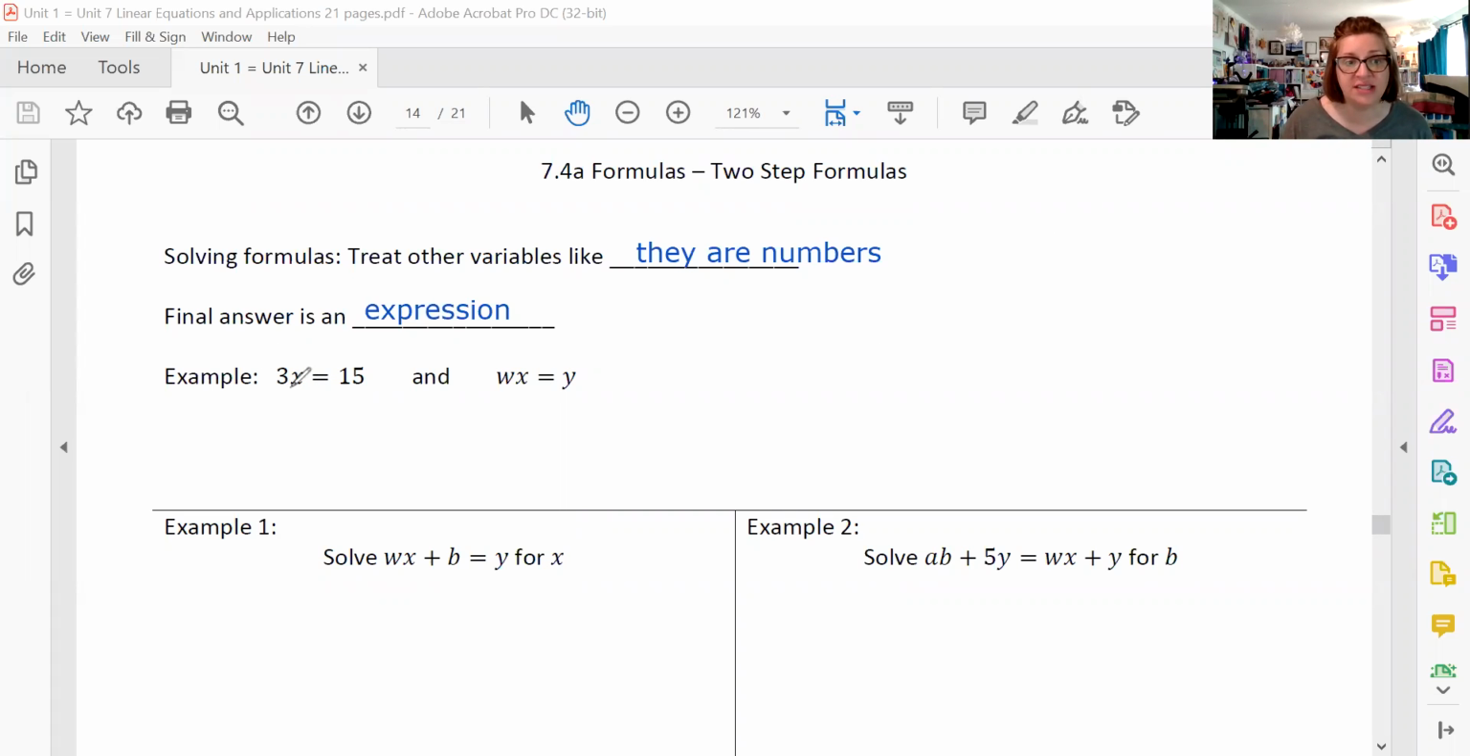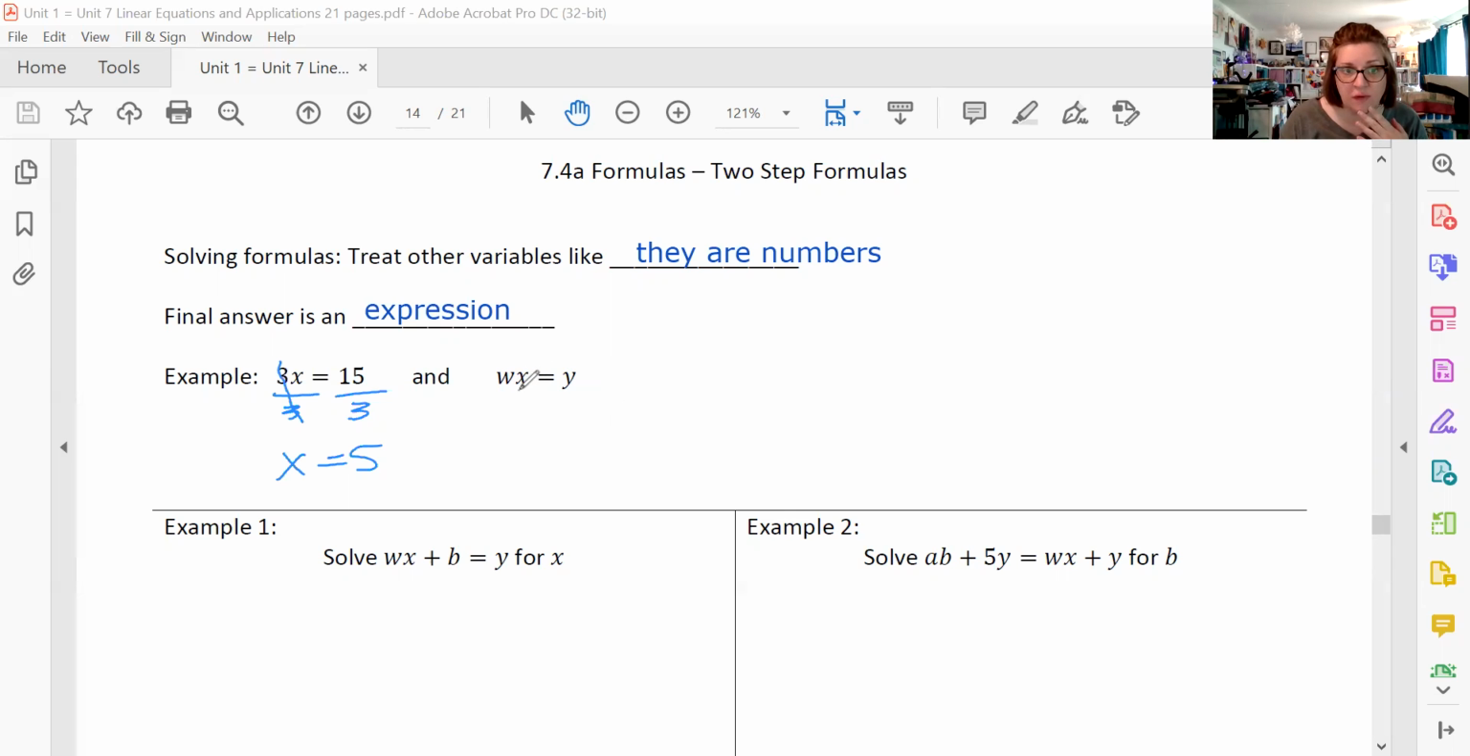If I have an equation that's 3x equals 15 and I want to know what x equals, we know to divide by 3 on both sides, right? That gets rid of the 3, and I divide because the 3 is multiplied by the x and I have to do the opposite. So that x is going to equal 15 divided by 3, which is the same as 5.